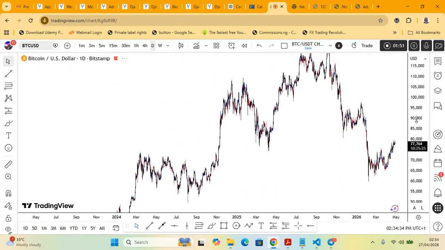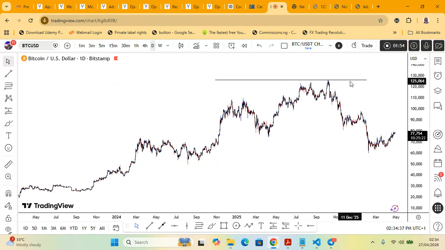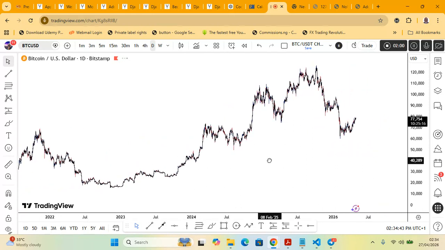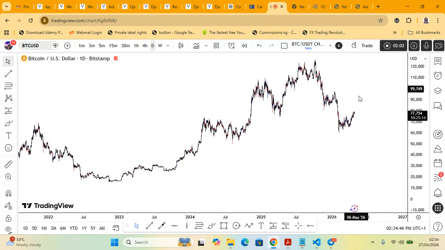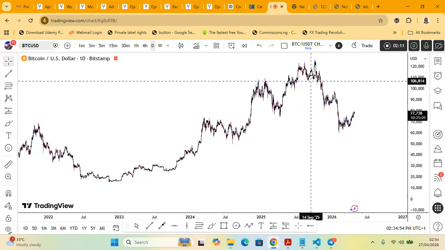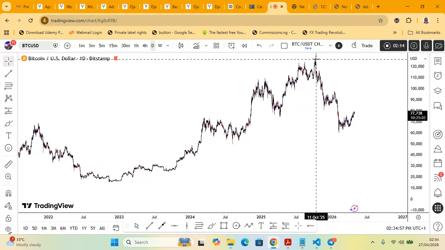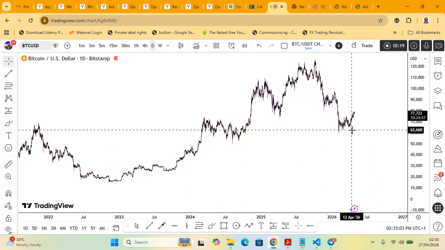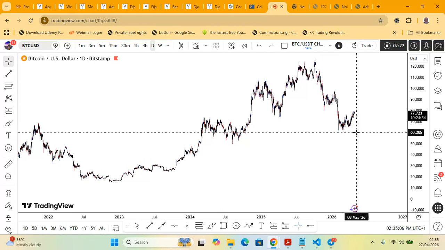So let me zoom out on this chart. So guys, if you look at this instrument, you see that this instrument has been uptrending up to this particular point, and let me show you what I mean. Up to this particular price point. Now, recently we've seen a very sharp drop up to this price level, that's around $60,305 per Bitcoin.